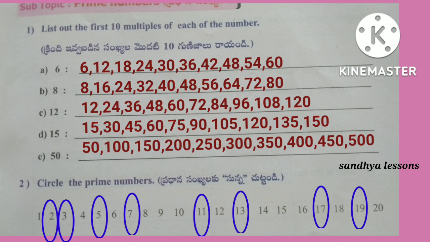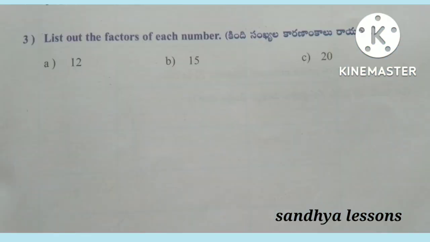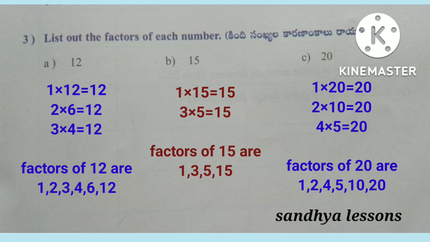Second question, circle the prime numbers. Prime numbers from the given numbers are 2, 3, 5, 7, 11, 13, 17, 19. Third question, list out the factors of each number. Factors of 12 are 1, 12s are 12, 2, 6s are 12, 3, 4s are 12. Therefore, factors of 12 are 1, 2, 3, 4, 6, 12.